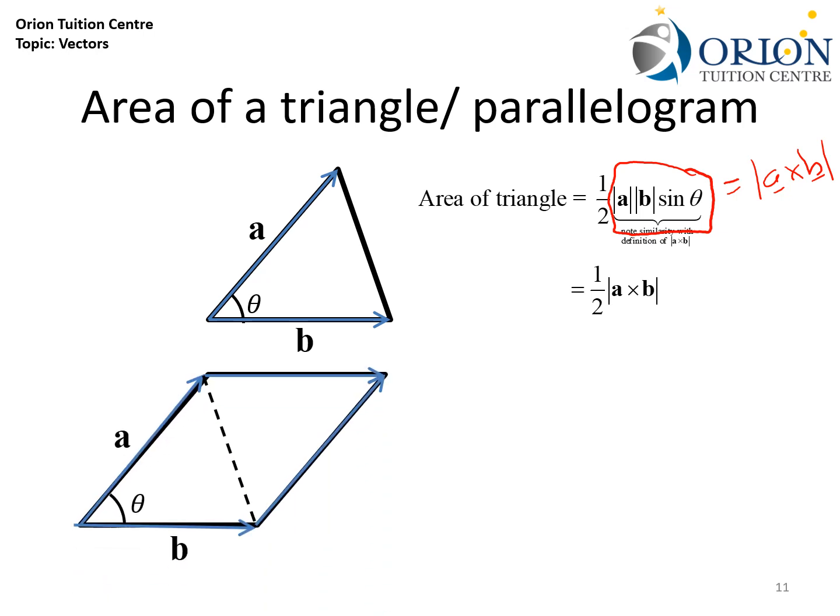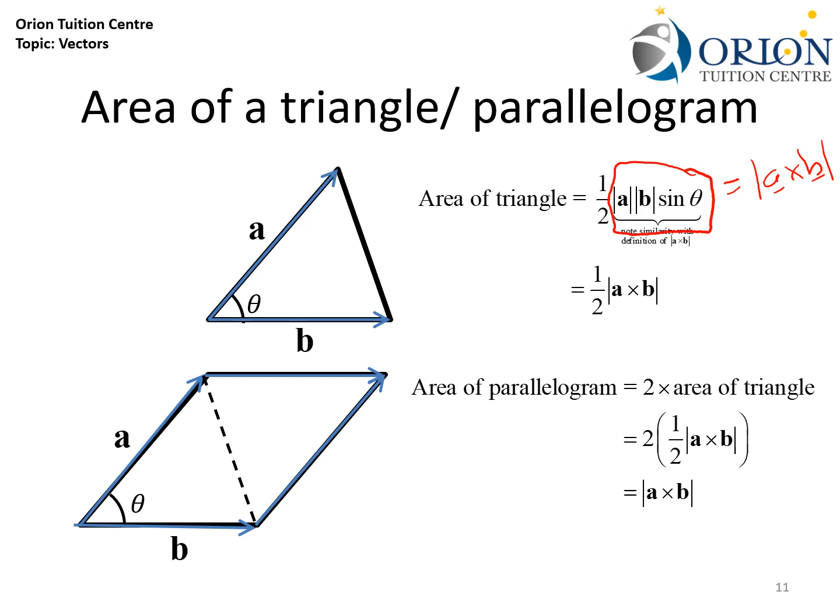Similarly, for a parallelogram that is formed using vectors A and B, the area is simply 2 times the area of a triangle, and thus it is simply the mod of A cross B.